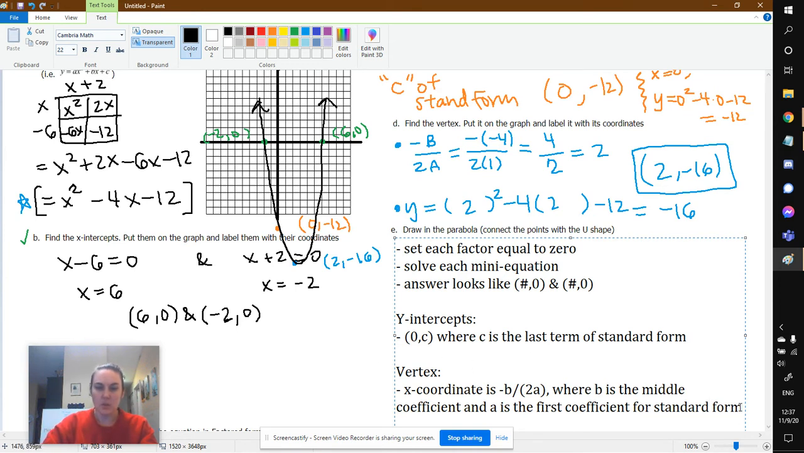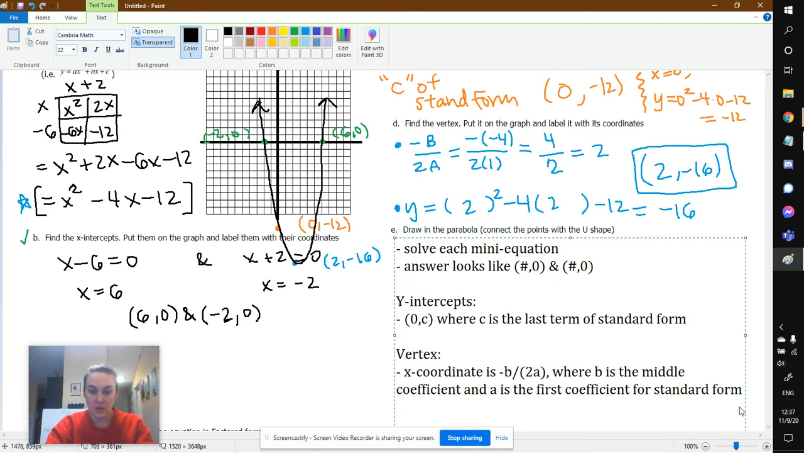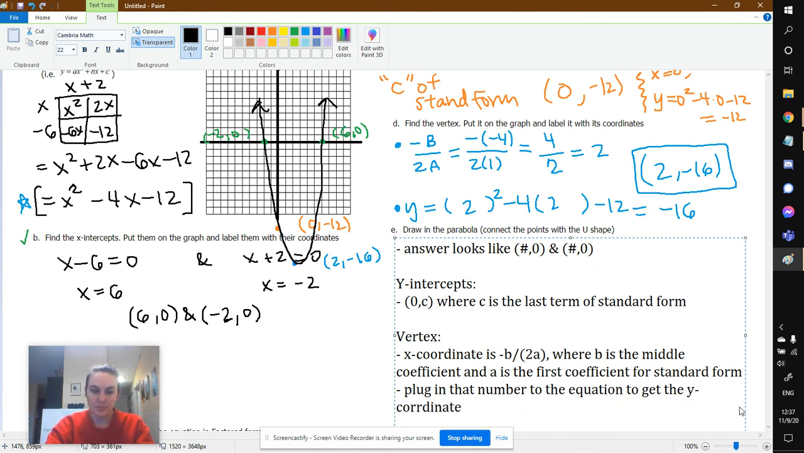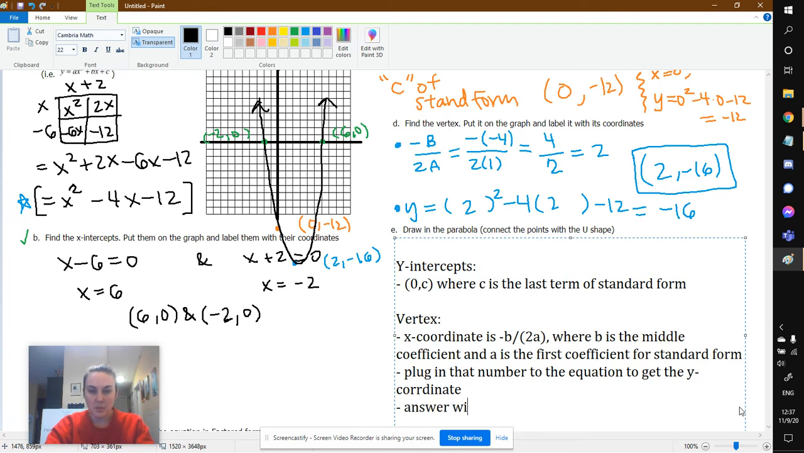So once you find the x-coordinate by plugging in negative b over 2a, plug in that number to the equation to get the y-coordinate. So your answer will look like negative b over 2a, and then whatever that was when you plugged it in.